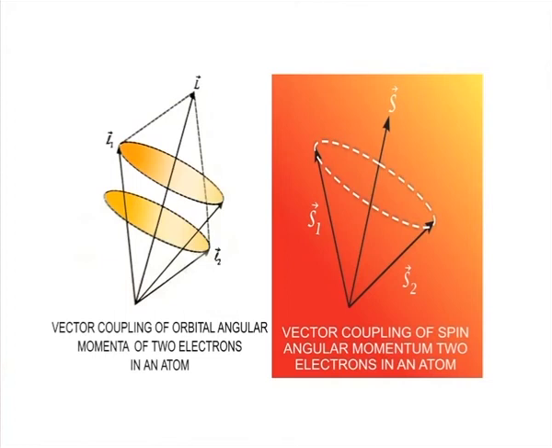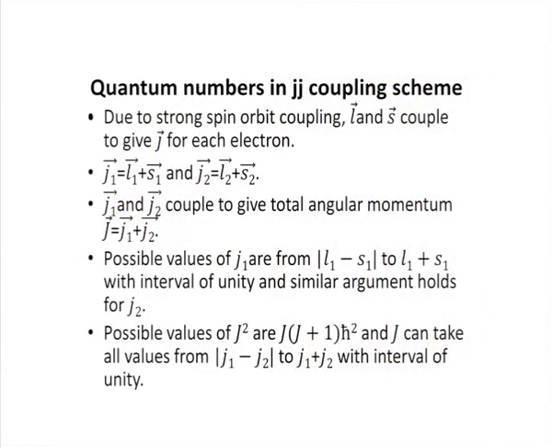Now, we talk of another scheme, which is the JJ coupling scheme, and what the quantum numbers are in JJ coupling scheme. Due to strong spin orbit coupling, L and S couple to give a J for each electron. So, for each electron you have J1 and J2. J1 is L1 plus S1, J2 is equal to L2 plus S2. J1 and J2 couple to give the total angular momentum J equal to J1 plus J2.